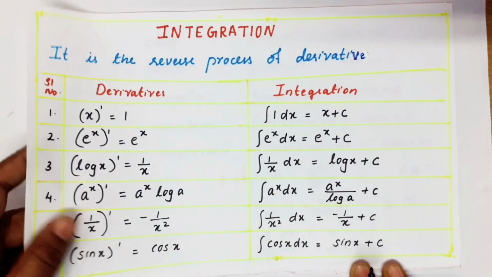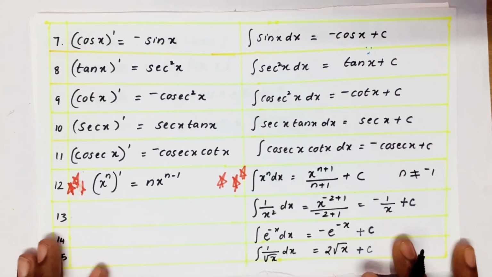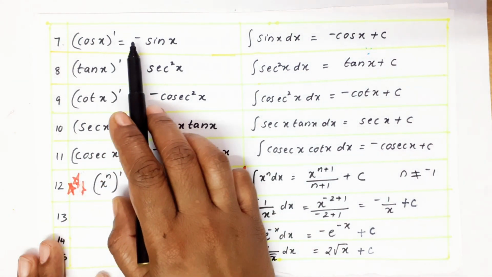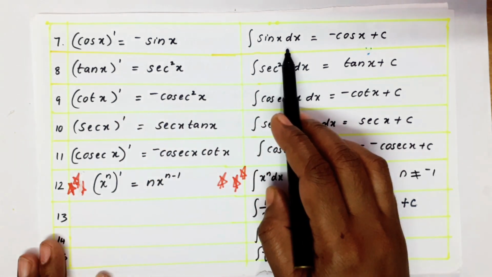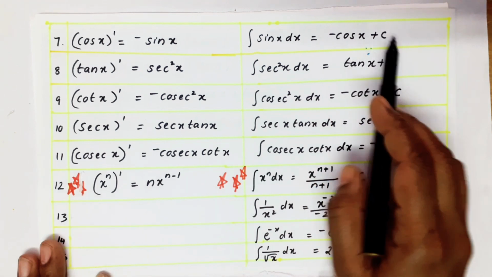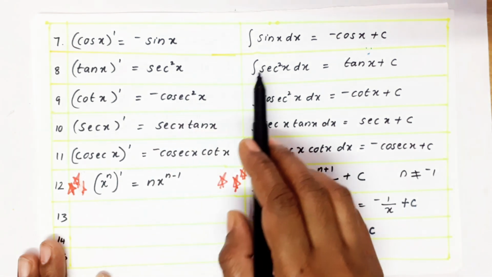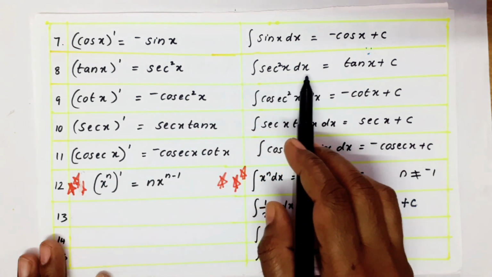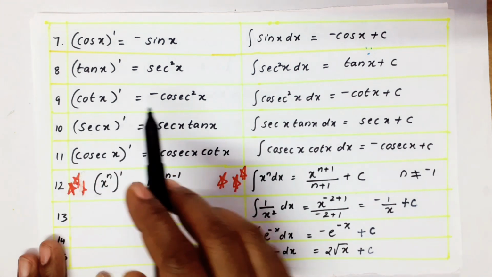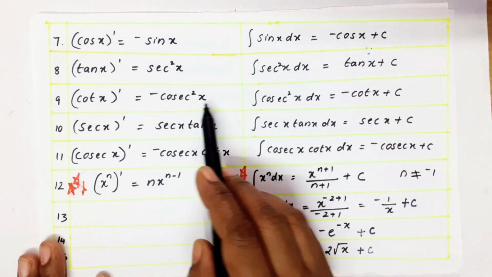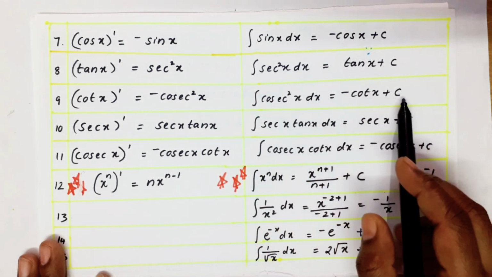These are the standard formulas. Cos x dash is minus sin x. So, the integral of sin x dx is minus cos x plus c. Tan x dash is sec square x. So, it means the integral of sec square x dx is tan x plus c. Cot x dash is minus cosec square x. It means the integral of cosec square x dx is minus cot x plus c.